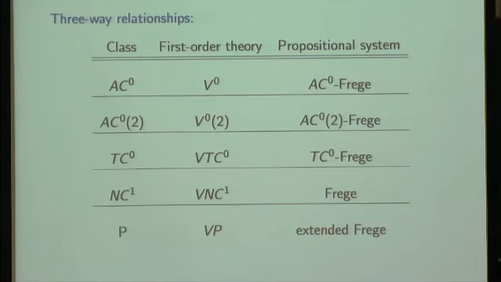So here is a summary of classes and theories. I only list a few examples. The theory that is associated with AC0 is D0, and I have totally ignored the connection between first order theory and propositional proof systems. It is a rich area. AC02, FB02 correspond to AC02 Frege.